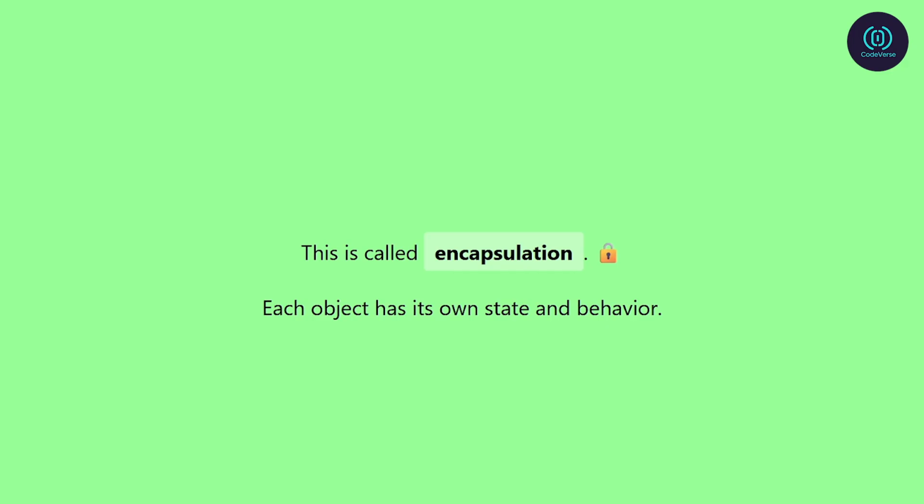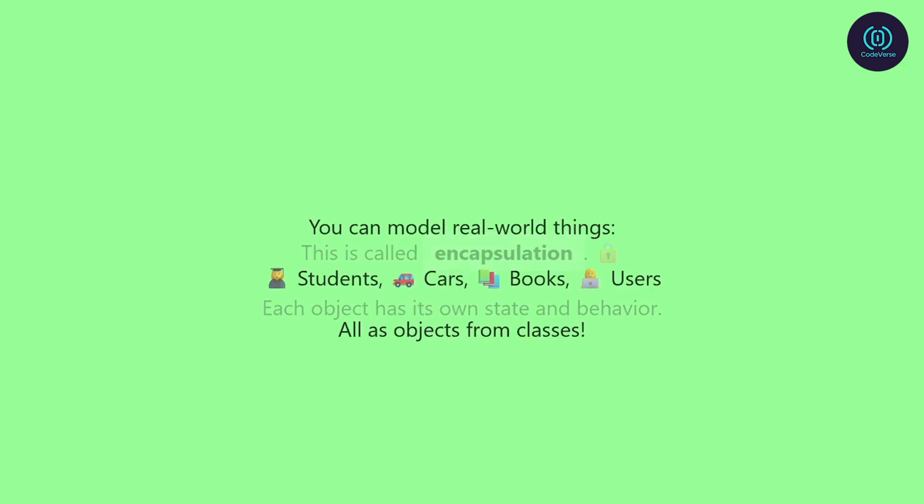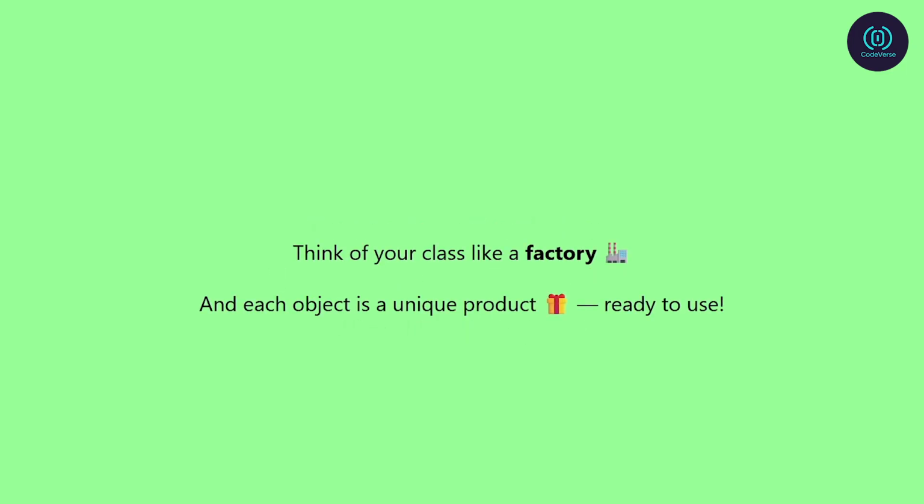Creating objects is the core idea behind object-oriented programming. It lets you model real-world things, like students, cars, books, users, all as independent entities with their own behaviors and attributes. So next time you write a class, think of it as a factory. And every object you create is a new product from that factory, ready to use, customize, and call to action.